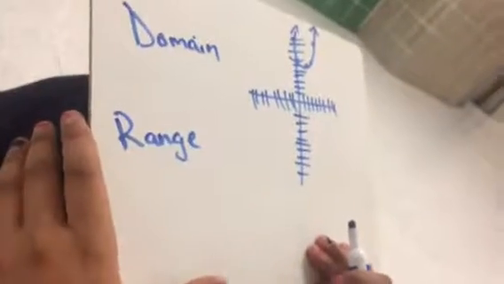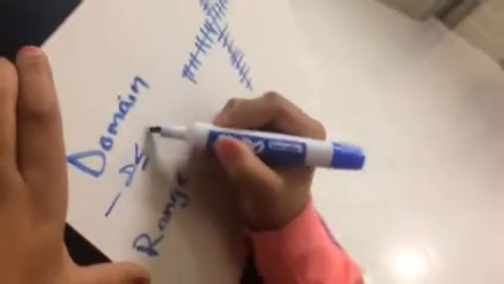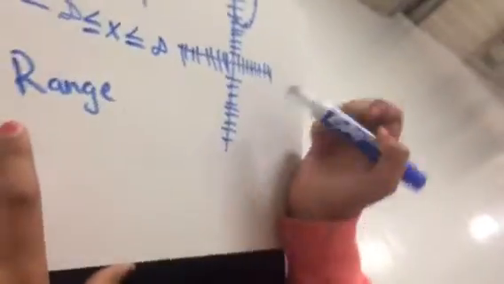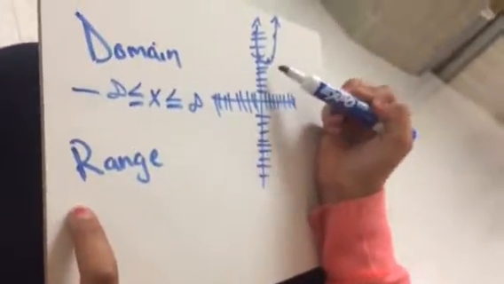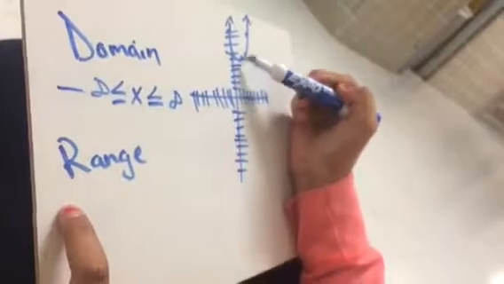Now we have to find our domain and range. And to find our domain and range, it's pretty simple. Our domain will always be the same, which is negative infinity less than or equal to x less than or equal to infinity. And our range, all we have to do is find on our graph our lowest point, which is 6. So we just have to put 6 less than or equal to y less than or equal to positive infinity, because it's on the right side, so it's going to be positive.